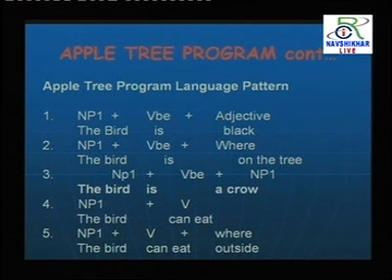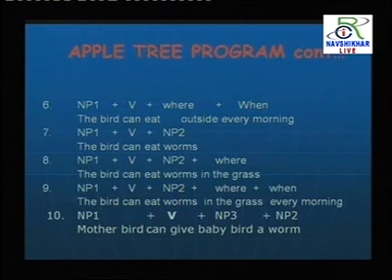Then, the bird can eat, noun phrase, verb phrase, where. The bird can eat outside. Noun phrase, verb phrase, where and when. The bird can eat outside every morning. Then the second pattern comes in: noun phrase, verb phrase, again a noun phrase, subject, verb and object. The bird can eat worm. The bird can eat worm in the grass. Where? The bird can eat worm in the grass every morning.